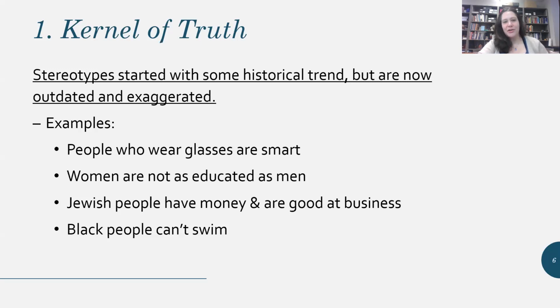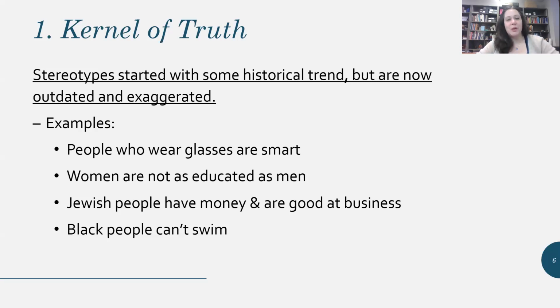The last example on here is the stereotype that Jewish people have money and are good at business. This comes from historical laws in places like ancient Rome that said Jewish people aren't allowed to own land and Christians aren't allowed to be money lenders. So that's basically an old-fashioned word for you're not allowed to own a bank. You're not allowed to give people money as a loan and then charge interest if you're Christian.